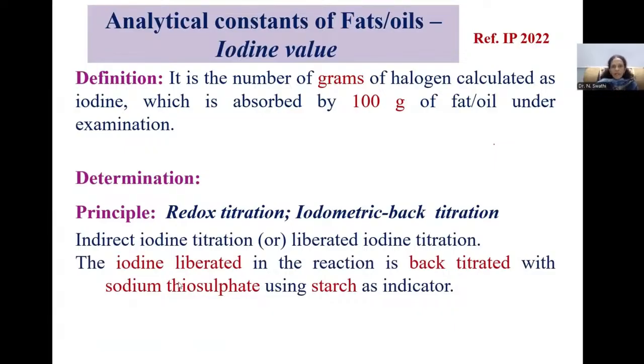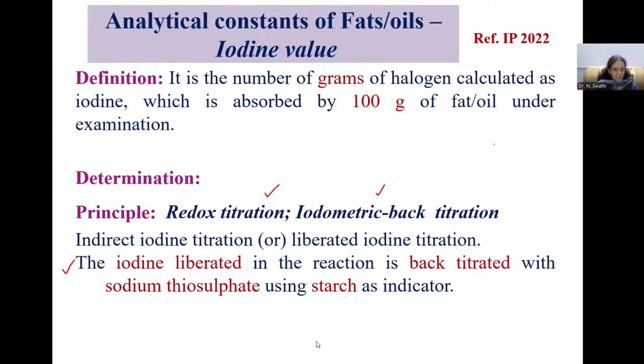Whenever the given fat or oil sample is treated with the reagents iodine monochloride and potassium iodide, there will be liberation of iodine. This liberated iodine will be back titrated by using sodium thiosulfate using starch as indicator. So here iodine acts as an oxidizing agent and sodium thiosulfate is a reducing agent, and that is how the principle involved in the determination of iodine value is the redox titration. Because it involves liberated iodine, it is a type of iodometric back titration.